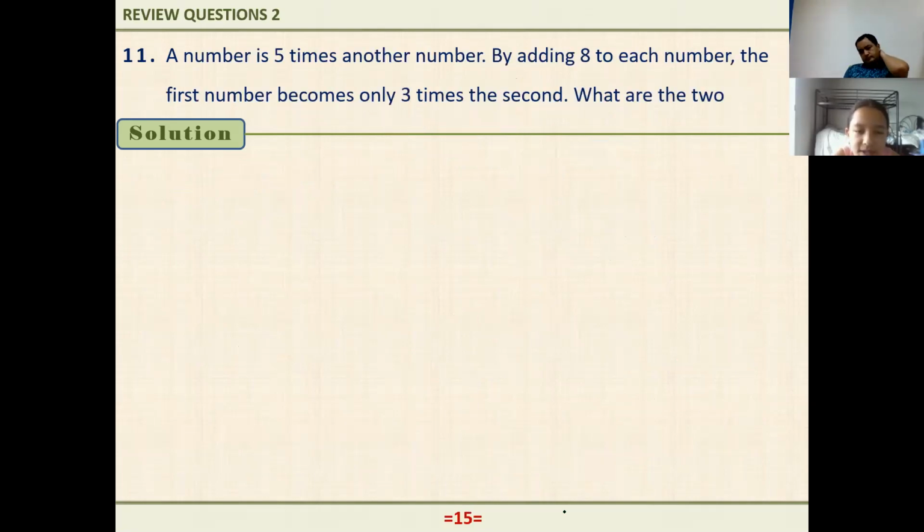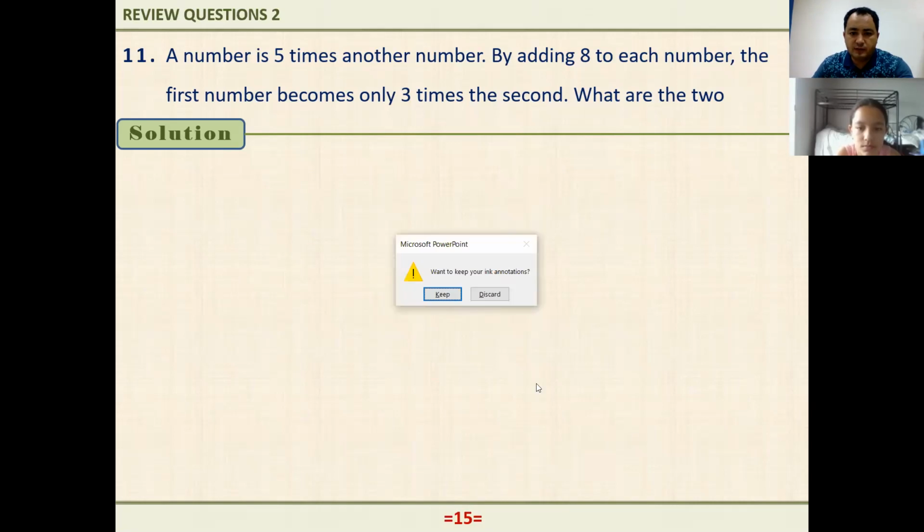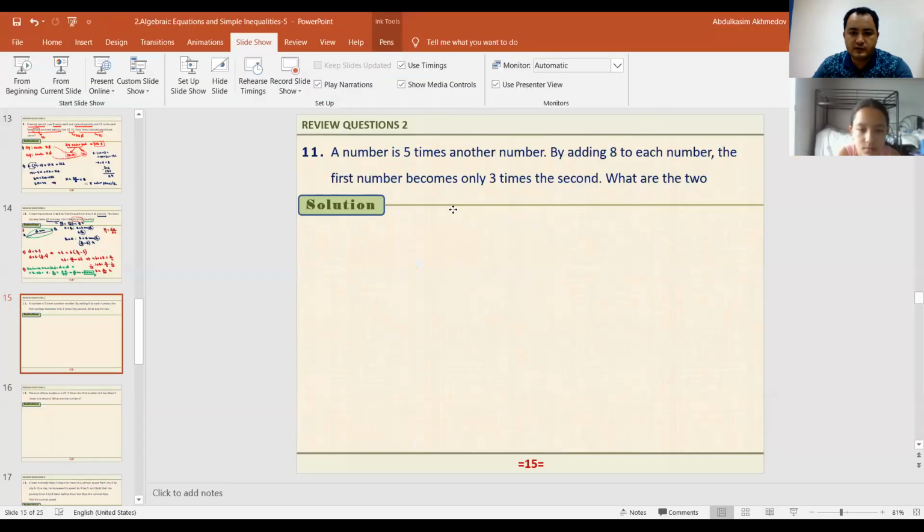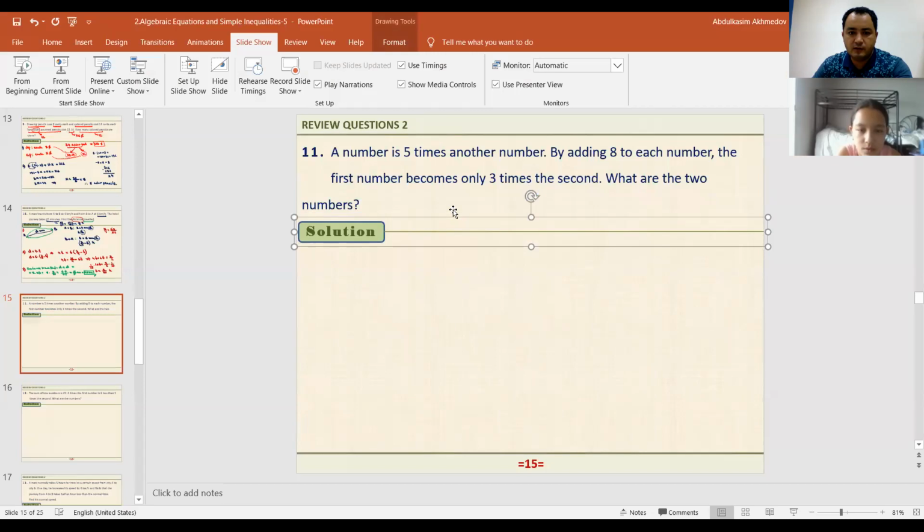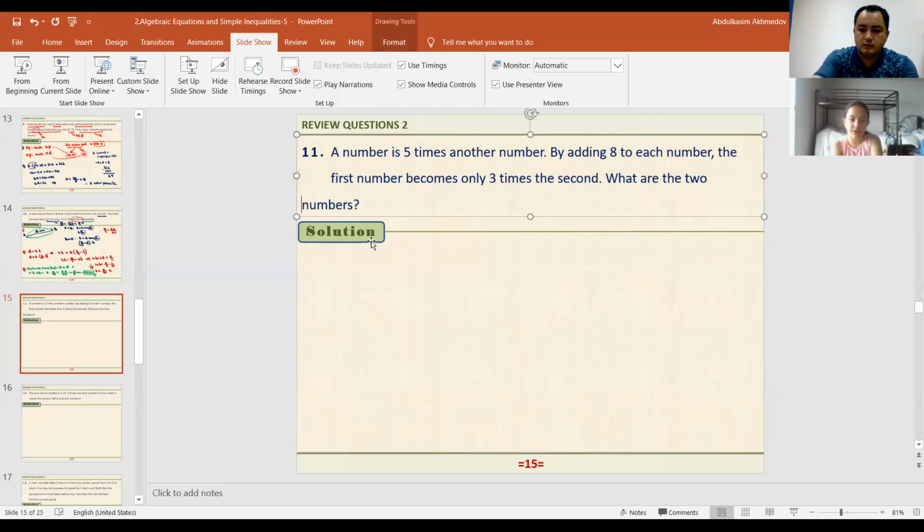Next, a question. A number is 5 times another number. By adding 8 to each number, the first number becomes only 3 times the second. What are the two numbers? I don't know why actually I made this mistake. I need to move this down. So what are the two numbers?